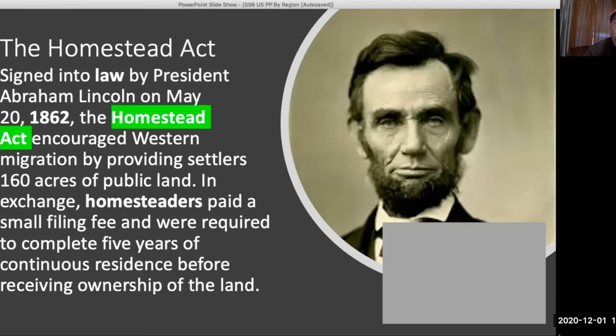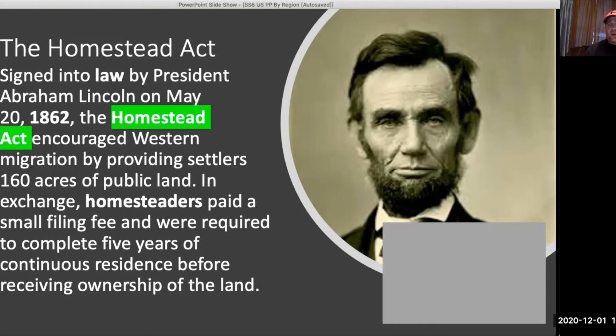So in 1860, okay, President Lincoln becomes the president, right? Okay, we know that in 1860 we had Civil War because President Lincoln wanted to free the slaves, right? Okay, well, in 1862, President Lincoln also signed what we call the Homestead Act. This encouraged Western migration by providing settlers 160 acres of public land. In exchange, the homesteaders paid a small filing fee and were required to complete 5 years of continuous residence before receiving ownership of the land.